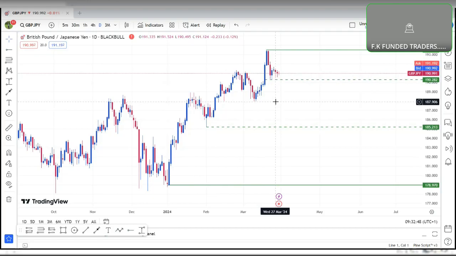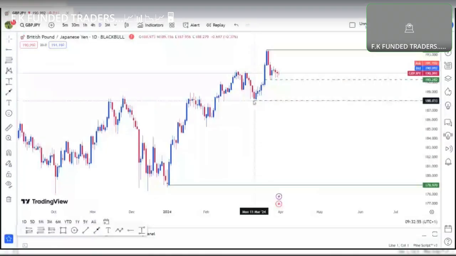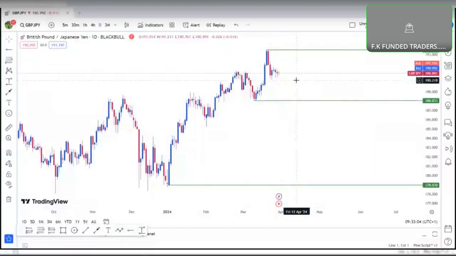The setup is like that for the daily time frame, but I'm not going to consider that because I'm looking for short term sells or short term buys. I want to execute trades on a daily basis. So I have to pile up and refine my setup to the lower time frame. So this is where we are.